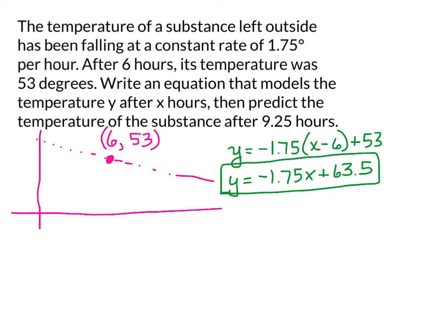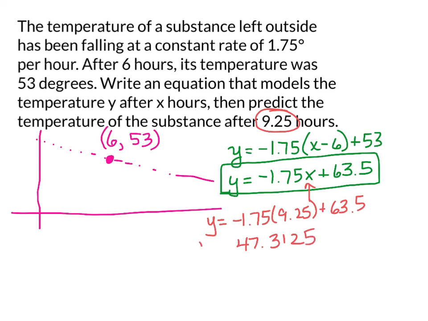That's great. Now the second part of the question asks me to find the temperature of this substance after 9.25 hours. Well, hours is my x. Y equals negative 1.75 times whatever the number of hours is, in this case 9.25, plus 63.5. I'll do that again on my calculator, and I end up with 47.3125 degrees after 9.25 hours.